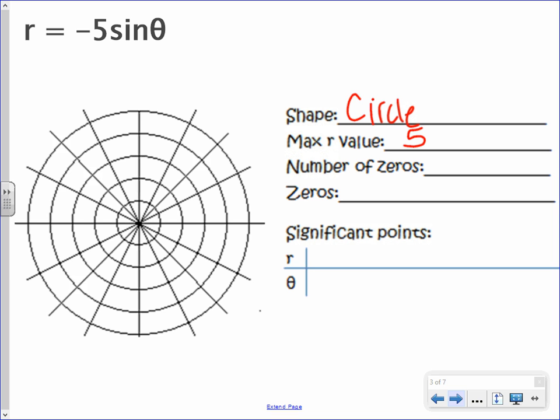Okay? Now, we know what this circle looks like. We know that since it's sine, it's going to be vertical. And since it's negative, it has to be below the pole. So we know already that that's what the circle looks like.